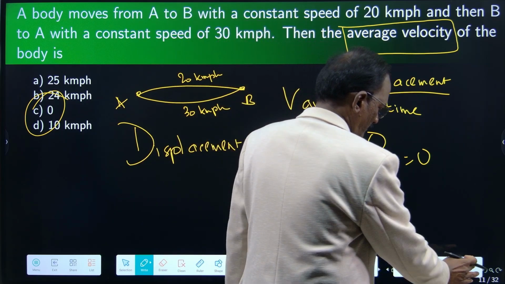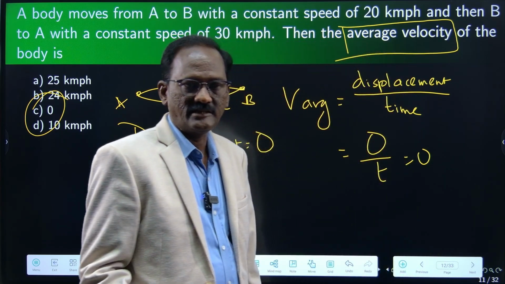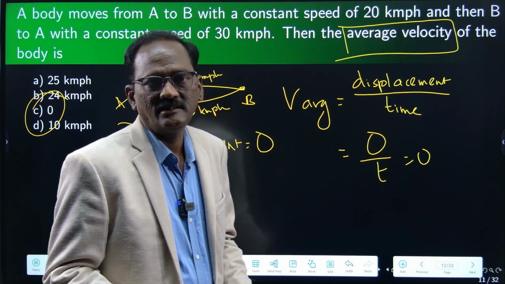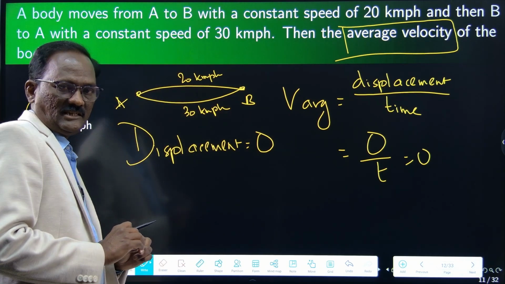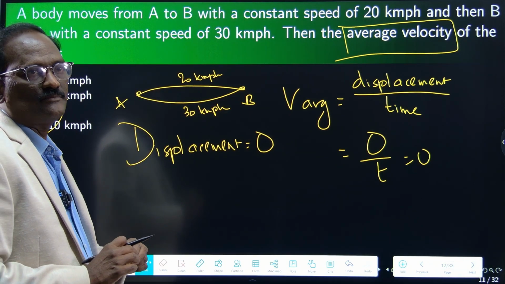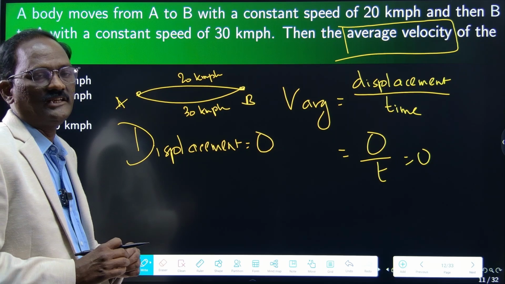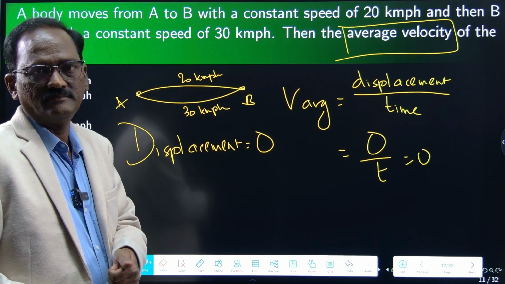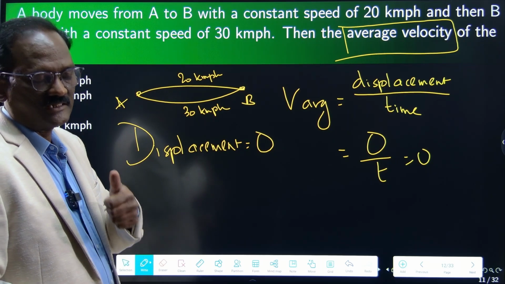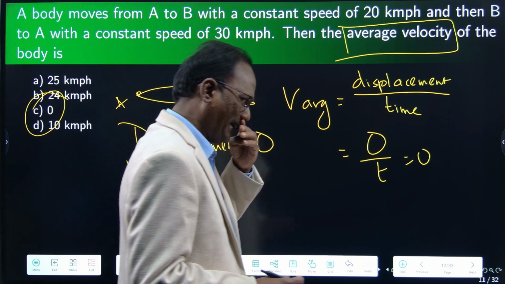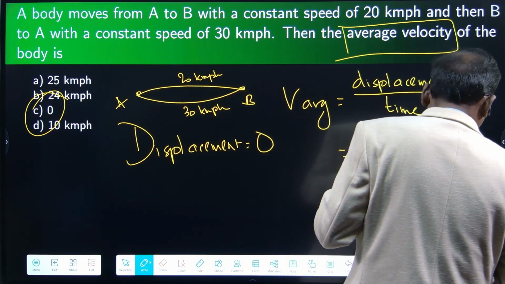Though it traveled some distance, displacement is the shortest length between the starting point and the ending point. Since the starting point and the ending point are one and the same, where it has started, it is returning back to the same place. So 0 must be the displacement.